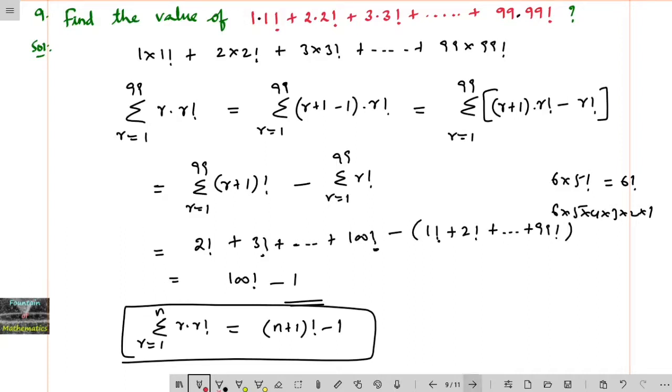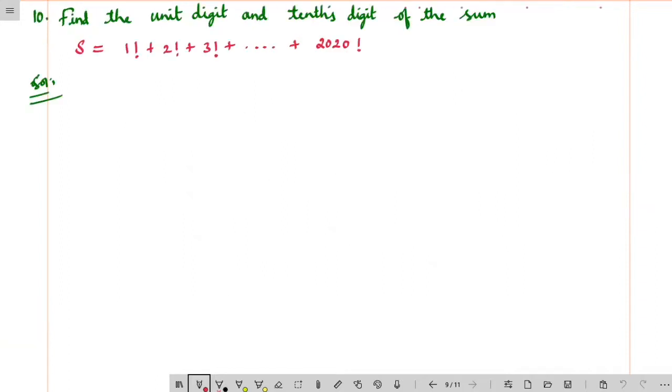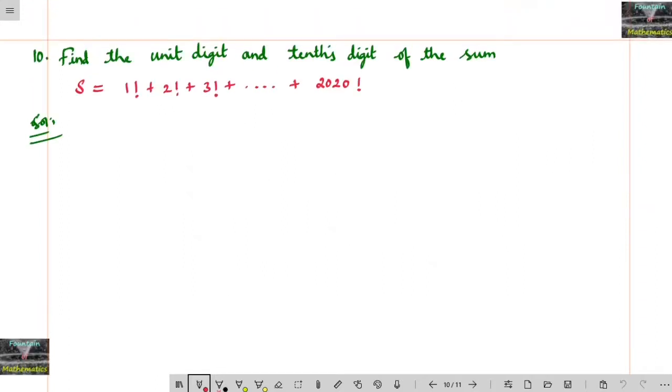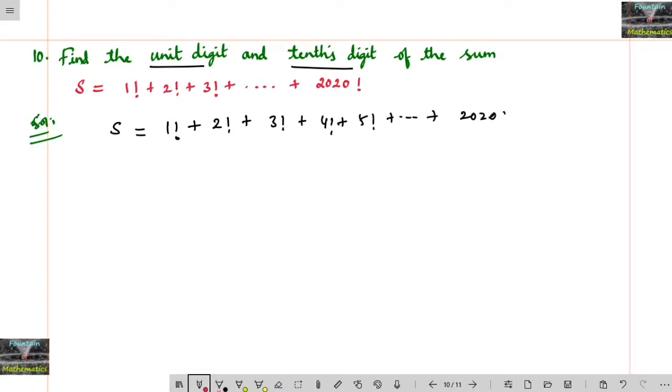Let's move to the next question. Find the unit digit and tenth digit of the sum S is equal to 1 factorial plus 2 factorial plus 3 factorial and so on to 2020 factorial. So it is asking for the unit digit and tenth digit. So what is S here? S is equal to 1 factorial plus 2 factorial plus 3 factorial plus 4 factorial, plus 5 factorial and so on to 2020 factorial.